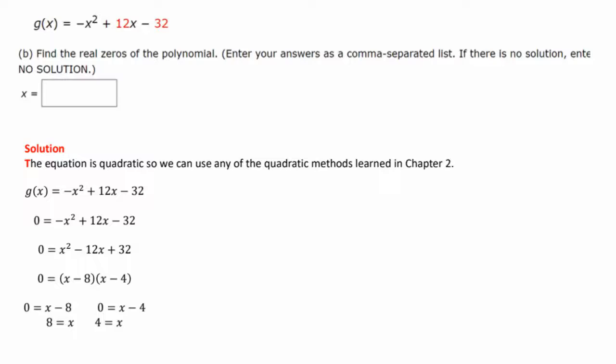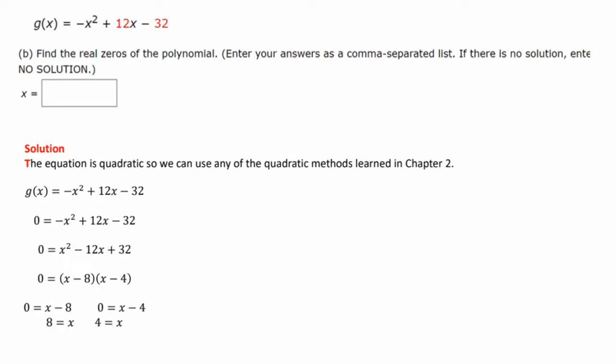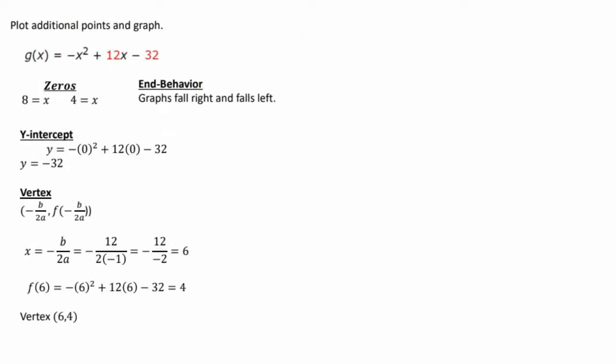So when I factor this, I get x minus 8 times x minus 4. So for these two products to equal 0, either x minus 8 is equal to 0 or x minus 4 is equal to 0. So now it's easy for me to solve for x. On the first one, x equals 8, x equals 4. Okay, so these are my zeros for this polynomial, and I also know the end behavior based on my leading coefficient test.